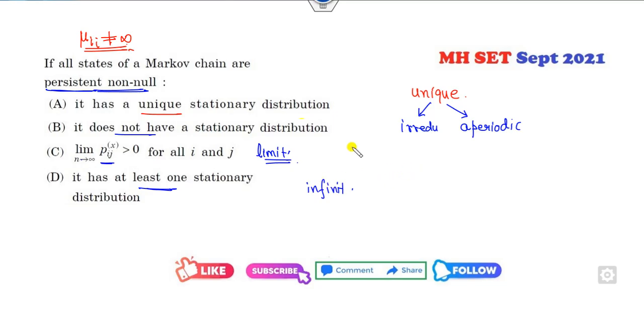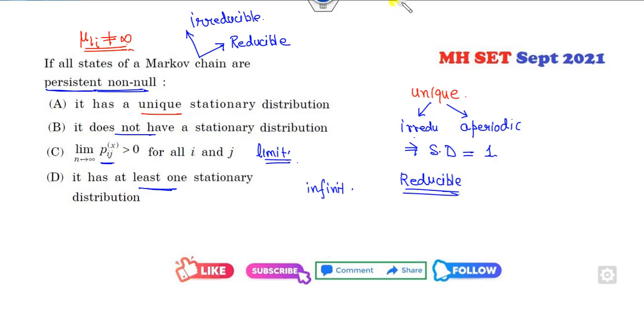So what is the nature of the Markov chain? Is it given that it's reducible? No. So that means it may be reducible or it may be irreducible. Fine. So if it is irreducible, then the stationary distribution is unique. But if my Markov chain is reducible, then what will happen? Then you have infinitely many stationary distributions. Fine. Look at that. For all i and j, that is the wrong option.